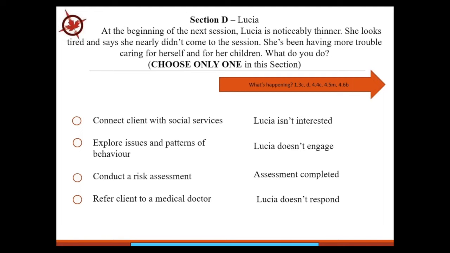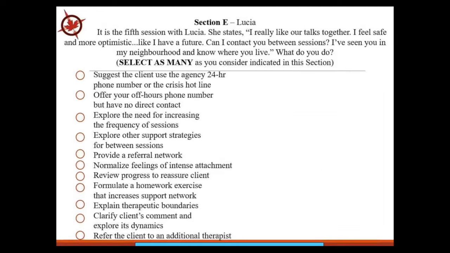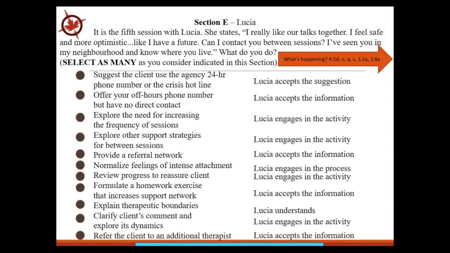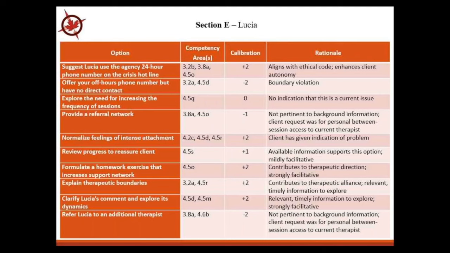And again, you can see what are the items that are being checked off from the competency profile. Here's another one, section E, where we're seeing a whole pile of options, and when we look over to the side, you're going to see the same options. You're going to see the same calibrations from +3 to -3, and a multitude of competencies that are being considered as you go through those options for the client.